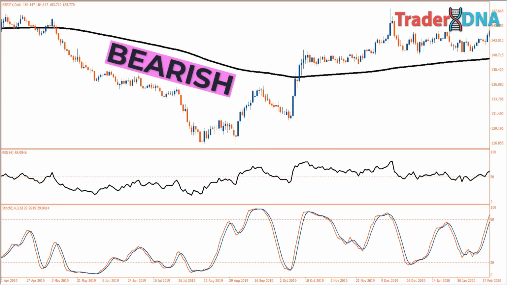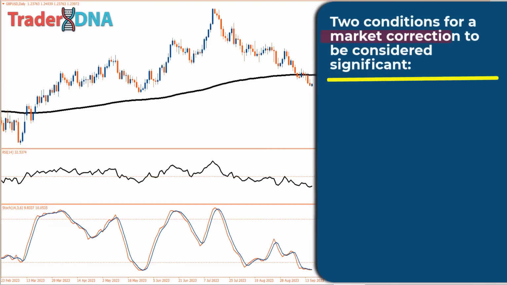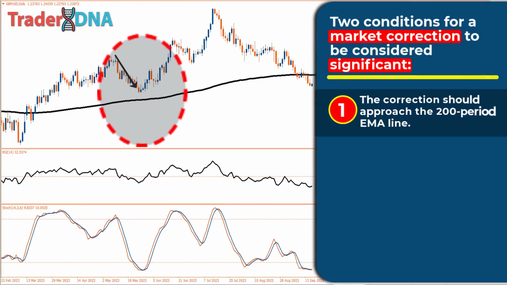Once you've identified the main market trend based on the price movement relative to the 200 period EMA, the next step for a trader is to wait for a significant price correction. There are two conditions for a market correction to be considered significant. First, the correction should approach the 200 period EMA line. If, during the correction, the price doesn't get close enough to the 200 period EMA line, then it's not a significant correction, and it's best to ignore it.